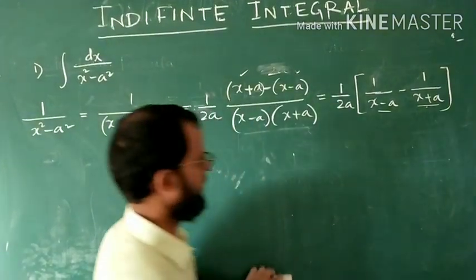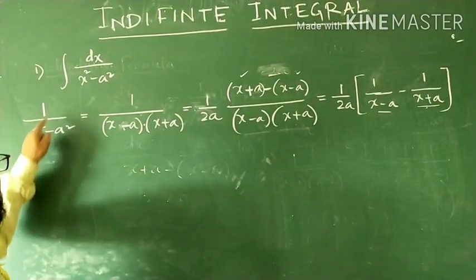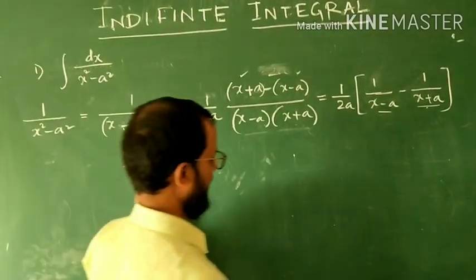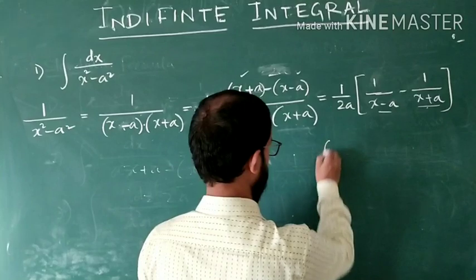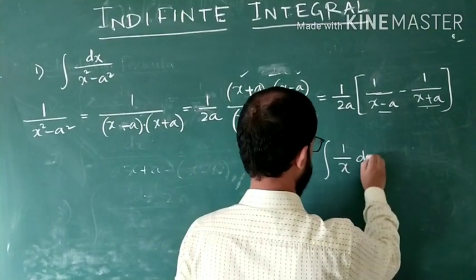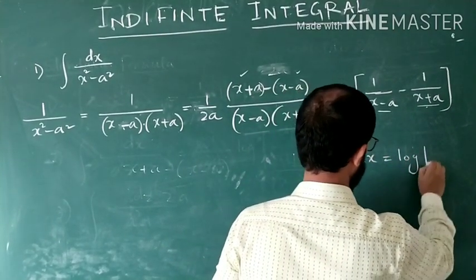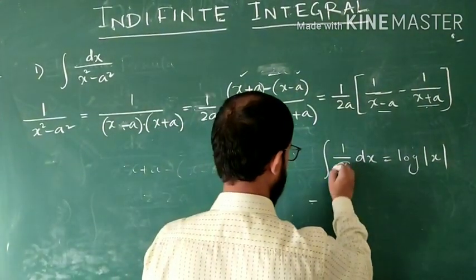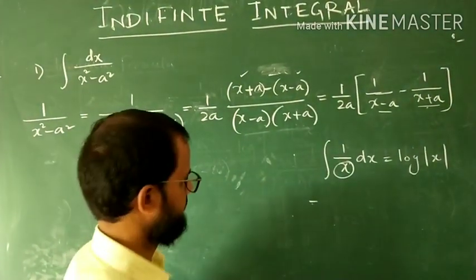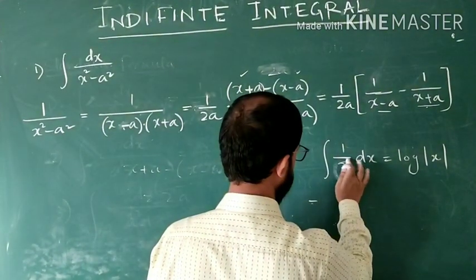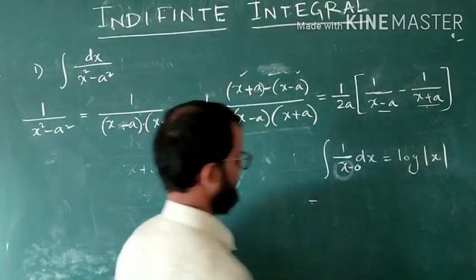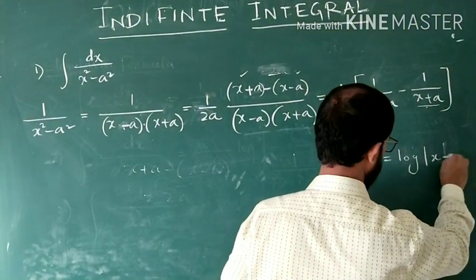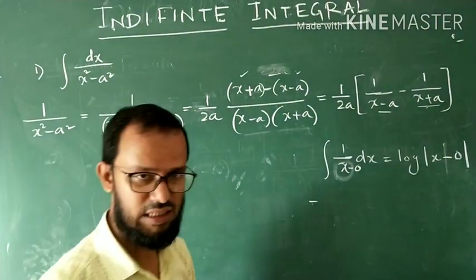Okay, now ultimately your integrand 1 by x square minus a square is equal to this one. Clear everybody? Also you know a particular concept, integration 1 by x dx equal to what? log modulus x. Everyone knows this, right? This particular expression is called what? Linear term. It can be expressed as x minus 0. If it had 0, we would write modulus of x minus 0, right?